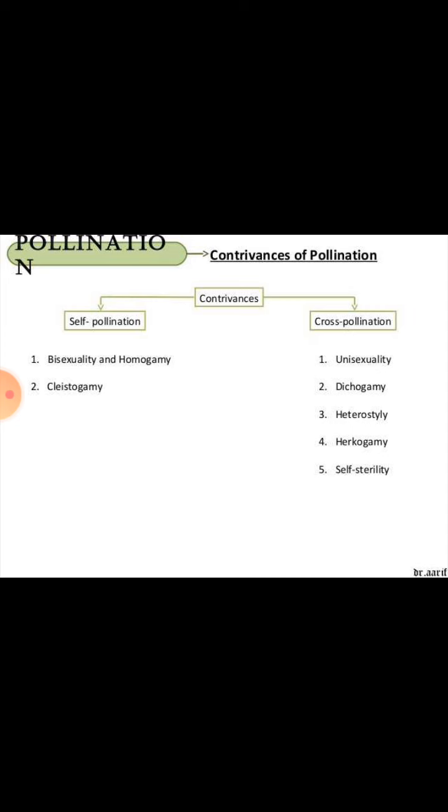And next, dioecious. What is meant by dioecious? It is a type of unisexuality or diclinous. Male and female flowers are on different plants. For example, Borassus, date palm, and papaya, etc. Here both autogamy and geitonogamy are prevented.